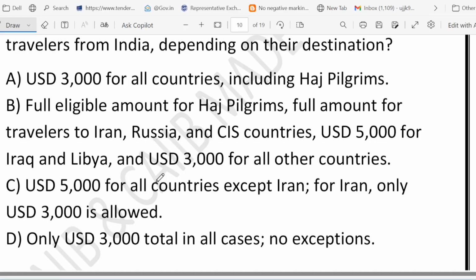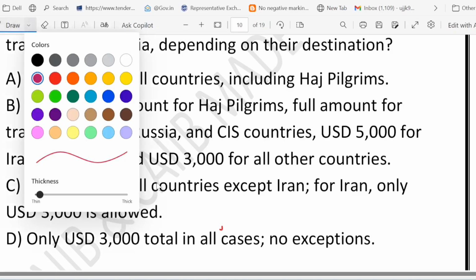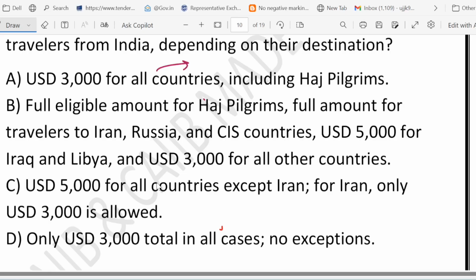Very good question. So basically, the question is asking how much foreign currency in cash a traveler from India can actually carry depending on where they are going. Let's look at it option by option. First of all, option A says $3,000 for all countries including Hajj pilgrims. This looks simple, but it is wrong. Hajj pilgrims and some other countries have a special rule. So it's not a one-size-fits-all approach. Option B, yes, this is absolutely correct.